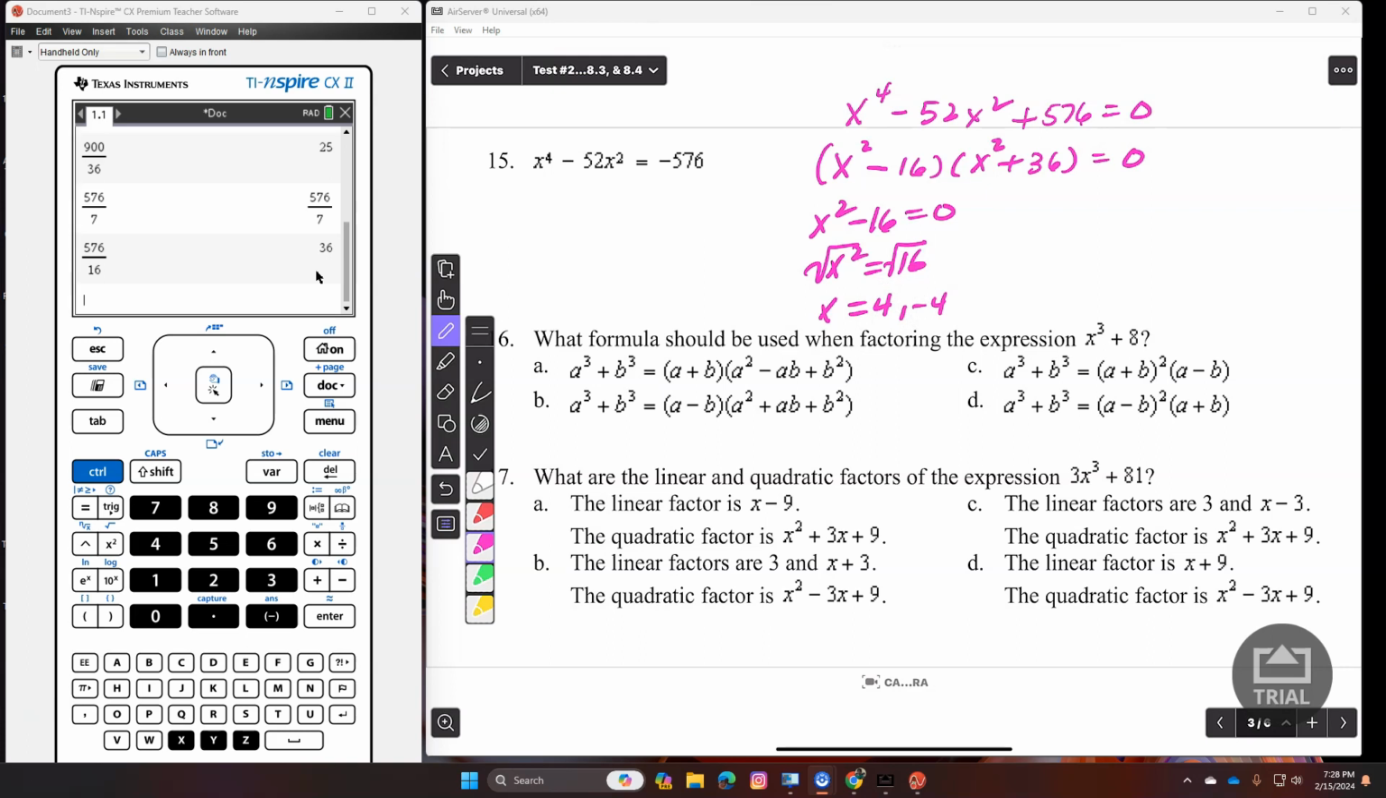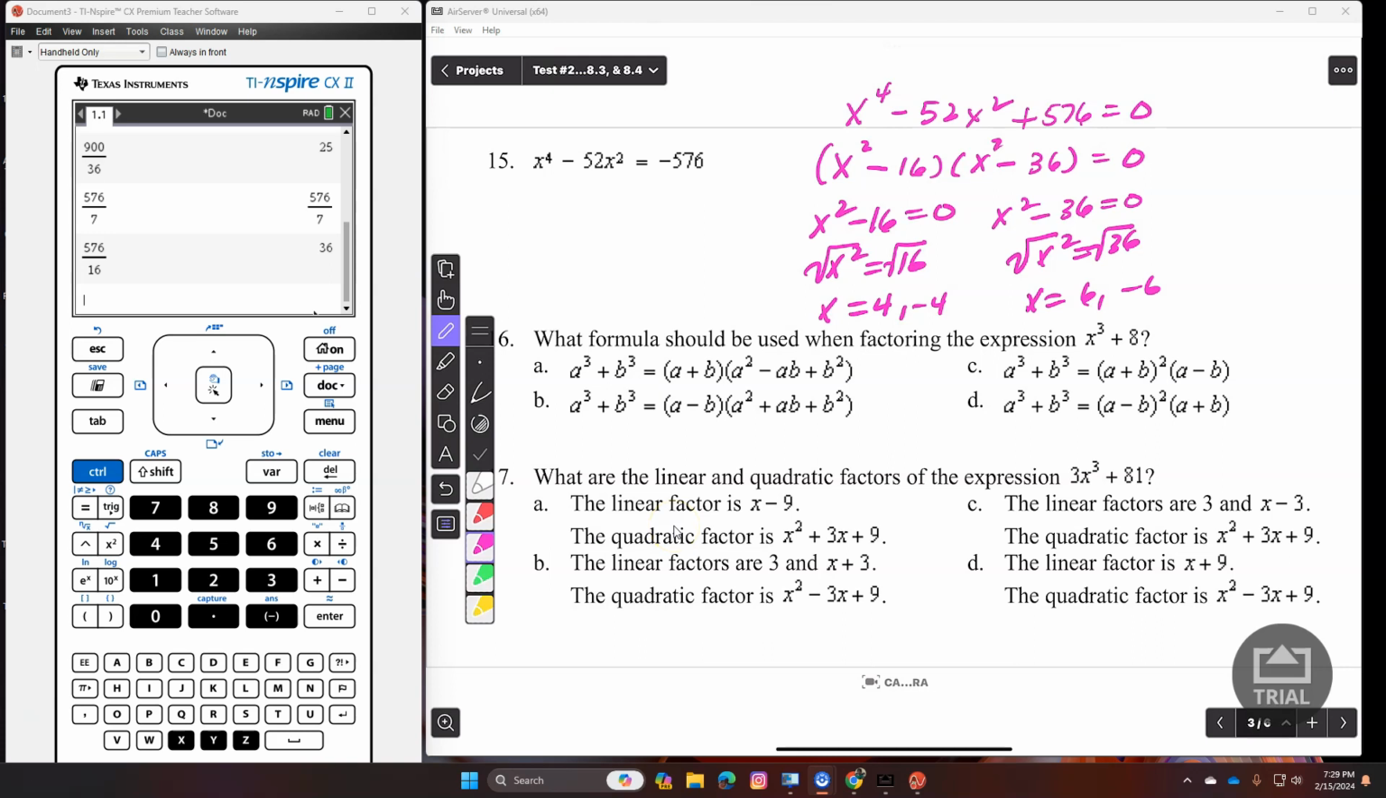That is a real solution, and I made a mistake. It's not positive 36. This will have to be negative 36. So we have x squared minus 36 equals 0. So x squared equals 36. You find the square root of both sides. So x is going to be 6 and negative 6. So you have 4 real zeros. And once again, you could have graphed if you wanted to.